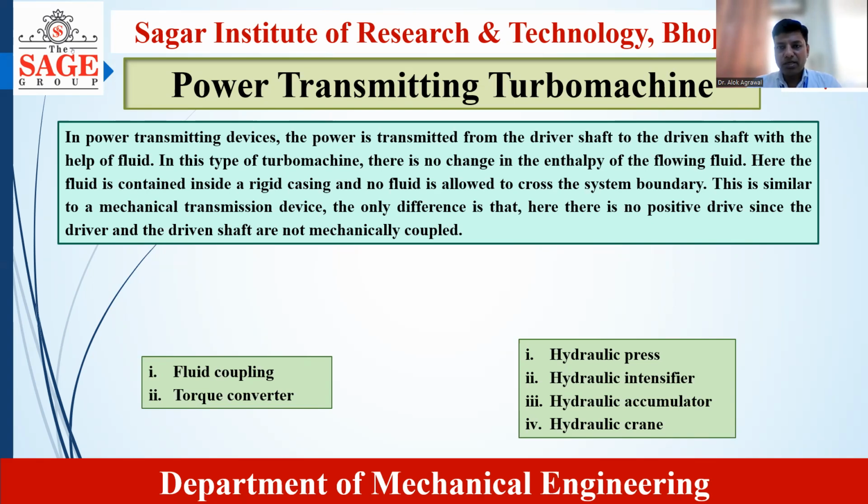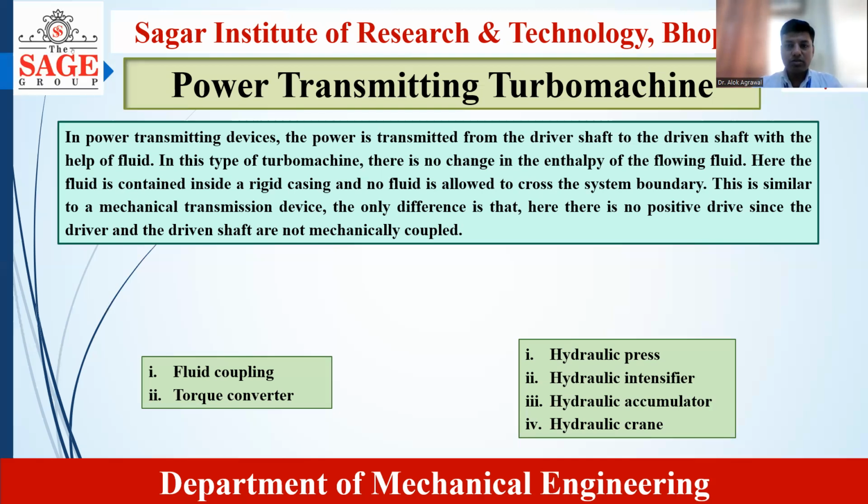But here there is no positive drive because the driver and driven shafts are not mechanically connected. We have seen the clutch and gearbox. What is happening there? The two components are in contact with each other. But here in power transmitting turbo machine, the two parts are not in contact with each other. They are distinctly apart, and they are connected with the help of a fluid.